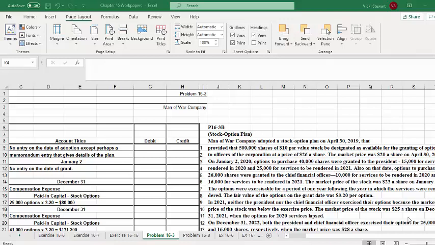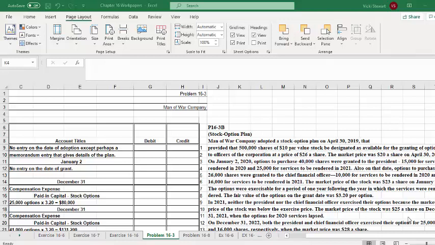On January 2nd, 2020, options to purchase 40,000 shares were granted to the President, 15,000 for services to be rendered in 2020, and 25,000 for services to be rendered in 2021. Also on that date, options to purchase 26,000 shares were granted to the Chief Financial Officer, 10,000 for services to be rendered in 2020, and 16,000 for services to be rendered in 2021. The market price of the stock was $23 a share on January 2nd, 2020.